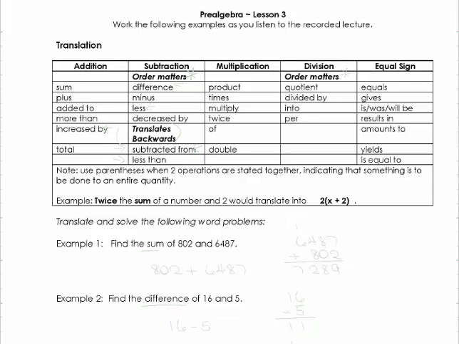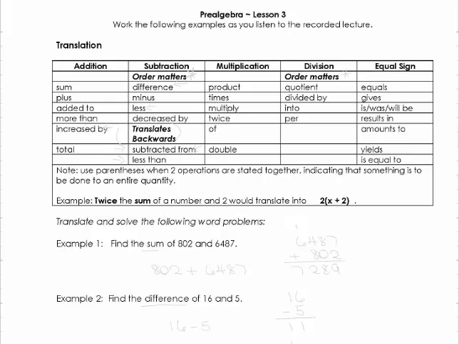Lesson 3, Translation. A lot of what we have to do in algebra is translate word problems into algebraic statements or expressions. This is sometimes a little tricky, but there's a chart at the top of this page that can help you with what the words will translate to algebraically or mathematically. First, you'll see that we have the different operations of addition, subtraction, multiplication, division, and an equal sign. Each of those is represented in words by the words listed under them in the same column.